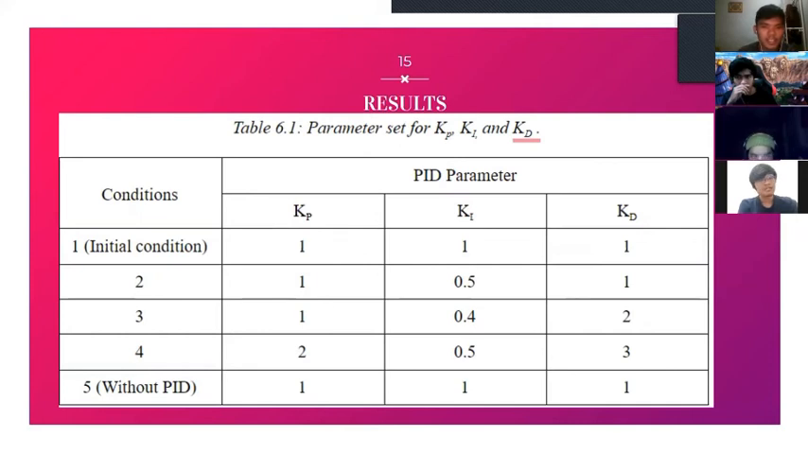So these are the results. The table shows the parameter set for the values of Kp, Ki, and Kd. We have 5 conditions. The first one is the initial condition, and the last one is the condition without the PID. So these are the parameters that we use to change the values in the transfer function. So next slide.